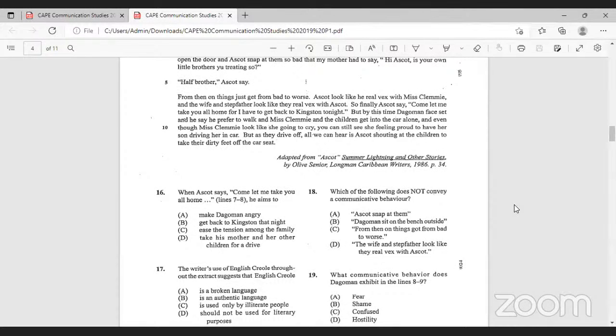So 17, the writer's use of English Creole throughout the extract suggests that English Creole is what? A broken language, an authentic language only used by illiterate people, should not be used for literary purposes.